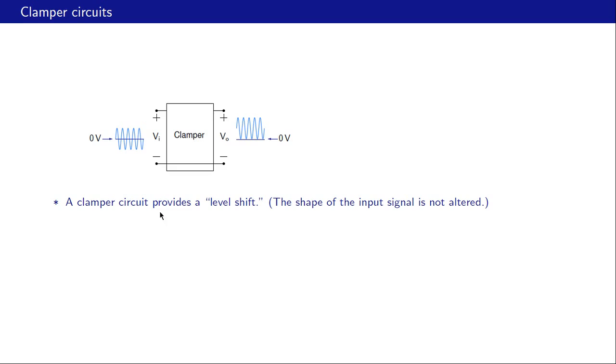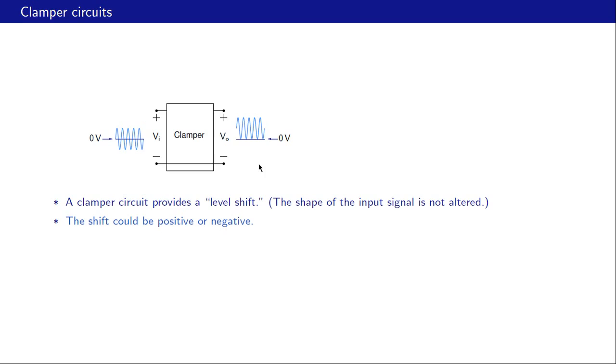So a clamper circuit provides a level shift, and note that the shape of the input signal is not altered. So if this is a sinusoid, this is also a sinusoid. If this is 20 volts peak to peak, this would also be 20 volts peak to peak, and so on. Now this shift that we are talking about could be positive or negative.